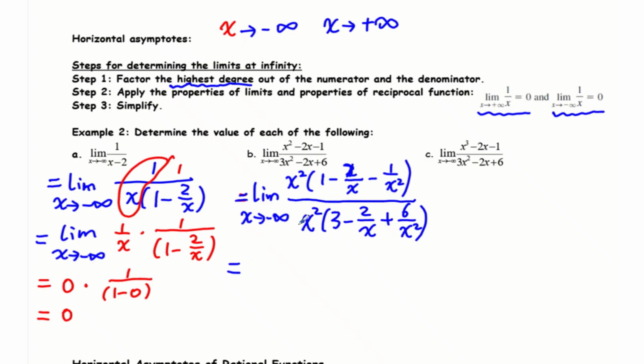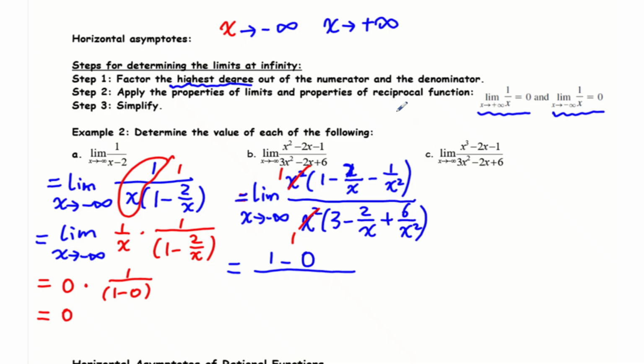Then the common factor x squared cancels out. So we are going to substitute x approaching negative infinity into this expression. The numerator is 1 minus 2 over x. As x approaches negative infinity, that gives us 0.